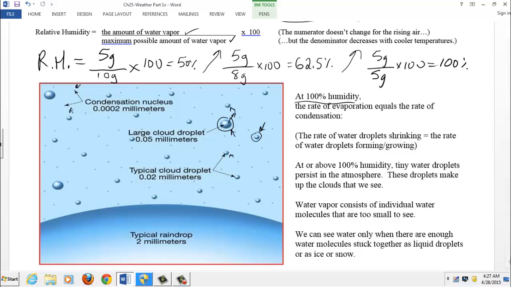And when there's enough water vapor condensing to form large droplets of water, a typical raindrop is pretty big, then it'll be heavy enough to fall. And that'll be rain.